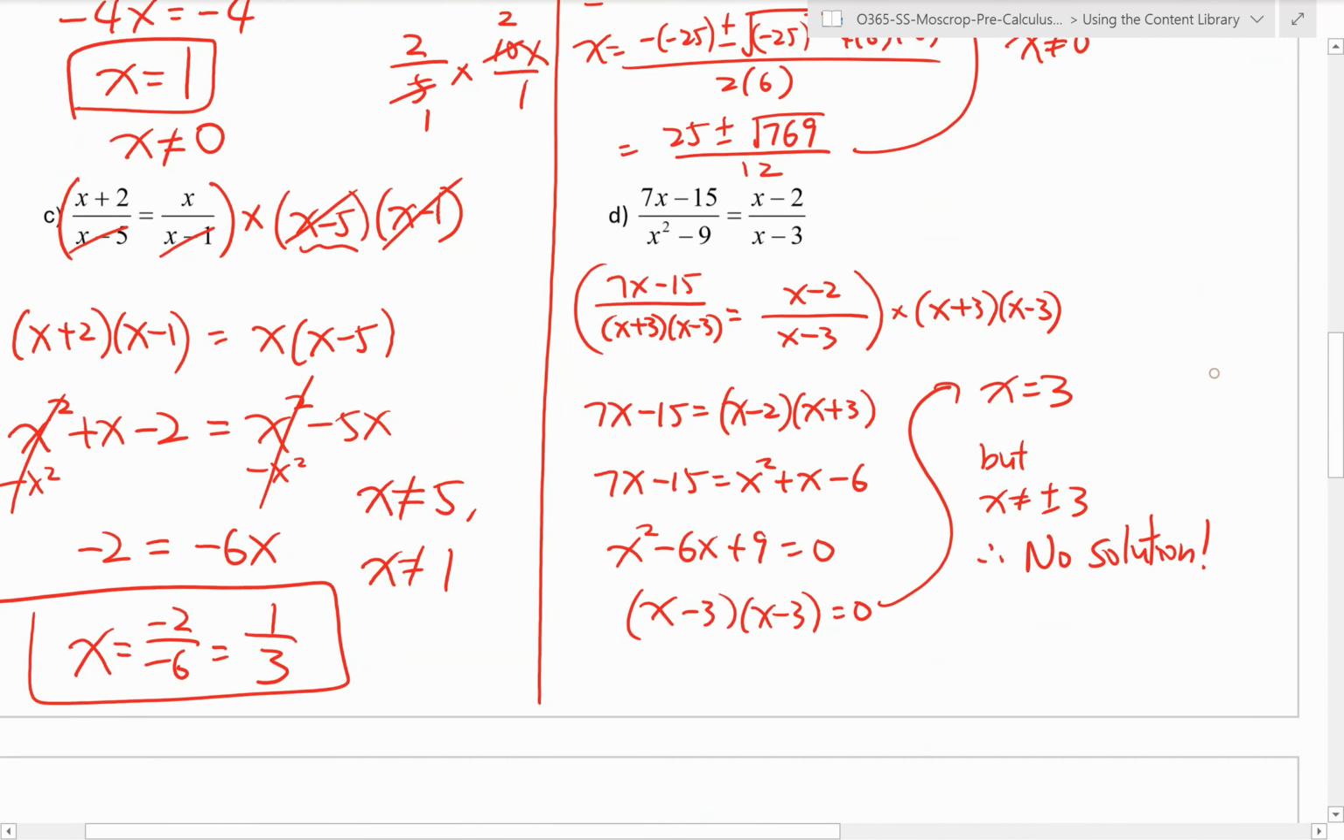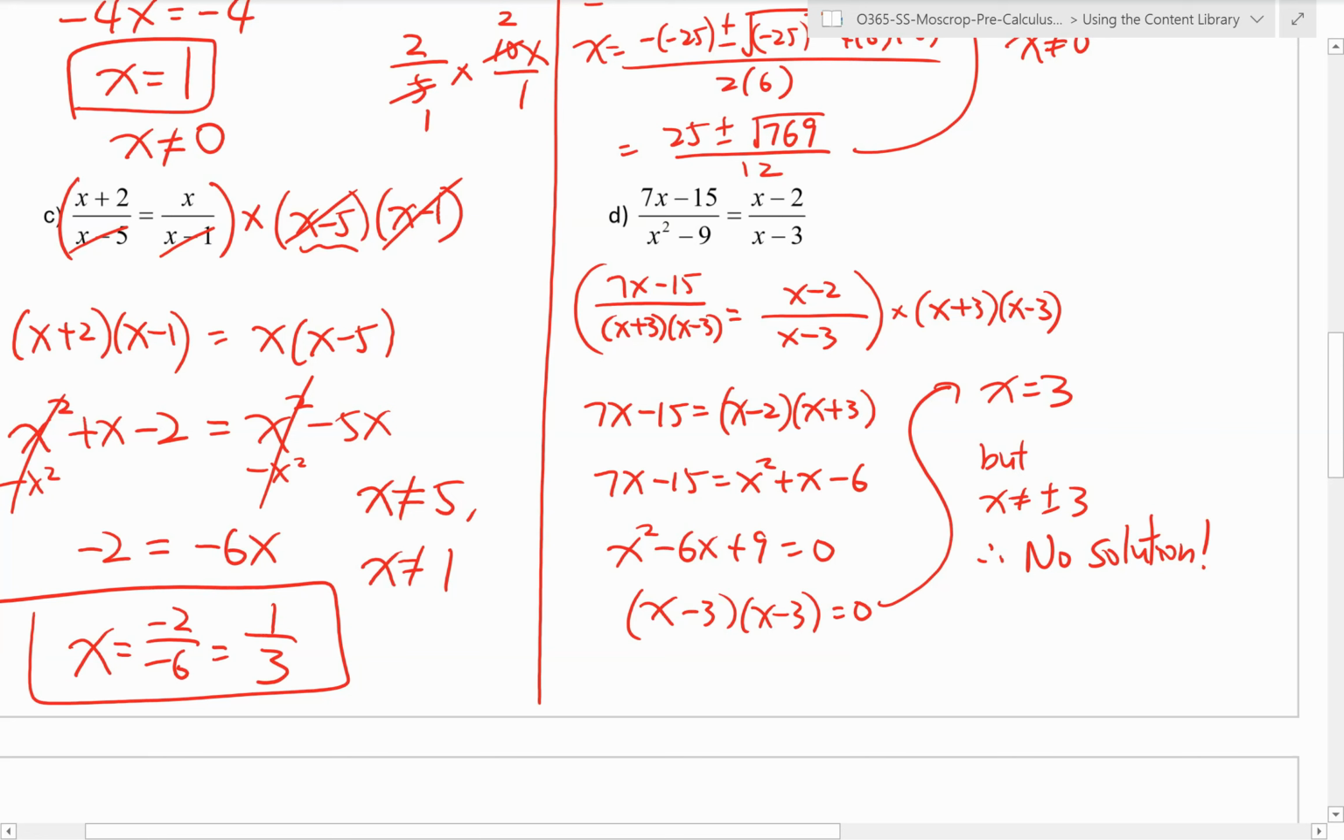For part D, same thing. You should always factor first, okay? So some of you may think that the common denominator is this. Yeah, don't do that, okay? Because in that case, for the right-hand side, you end up with a cubic function, which we haven't learned yet, okay? So factor, you get x plus 3 and x minus 3. So then you'll see that the common denominator is actually just x plus 3 times x minus 3.